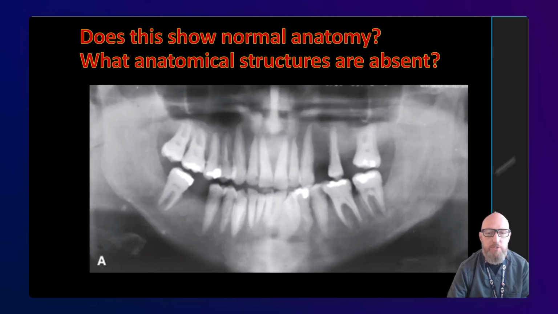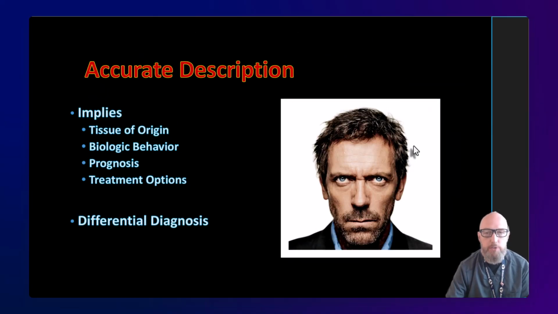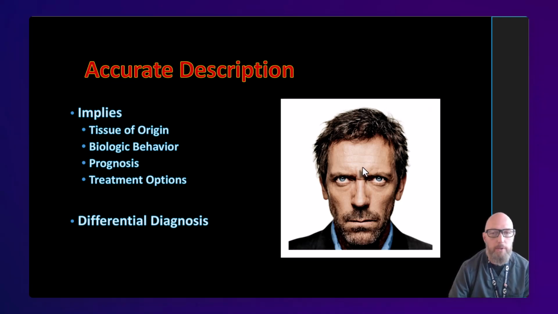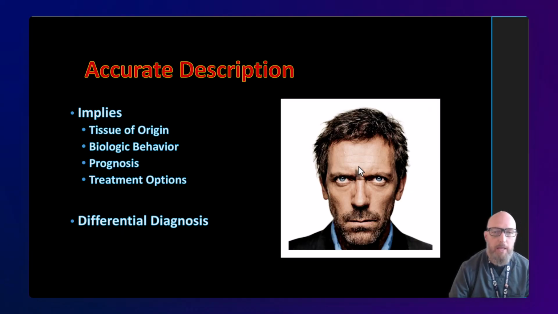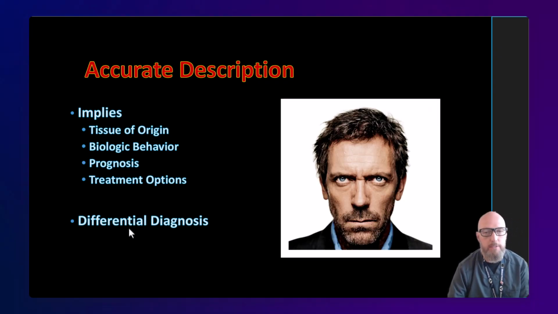So we've established that recognition is step one. Step two is going to be accurate description, because the description is what leads you to that accurate diagnosis. After you've described it well, then you can put on your Dr. House hat and start to diagnose. The description implies all types of things about the lesion: the tissue of origin, biological behavior, prognosis, treatment options, as well as finally your differential diagnosis.